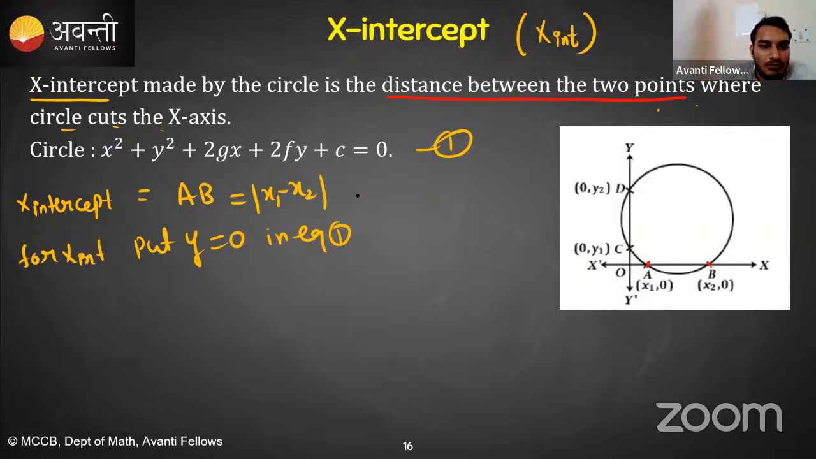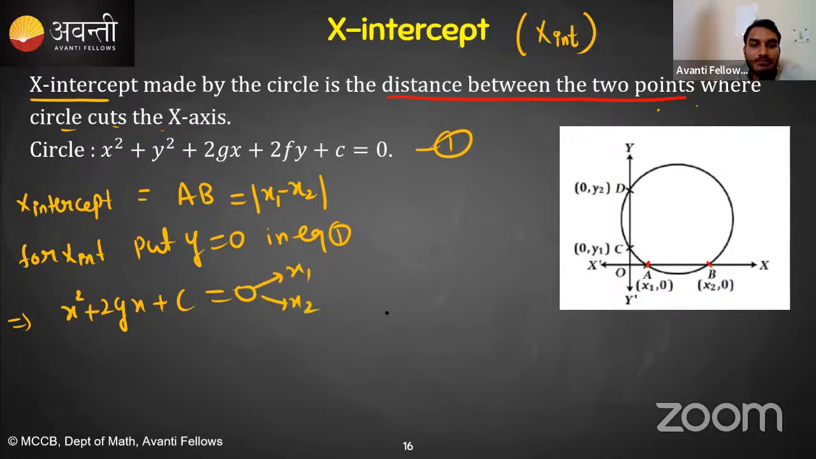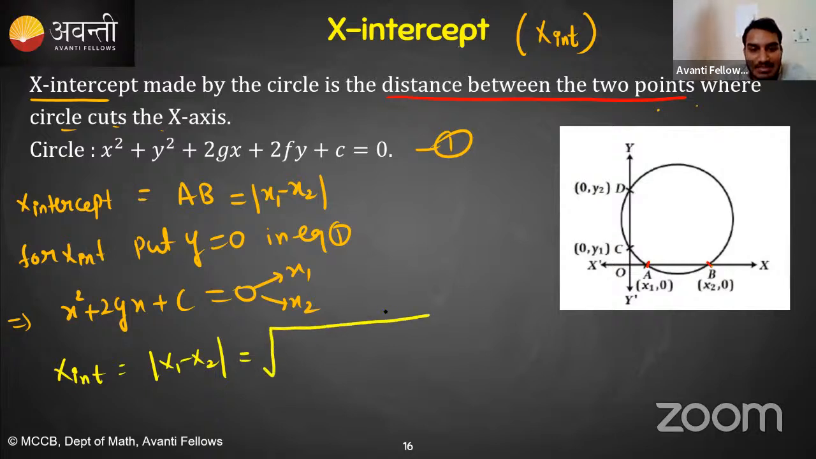When you put y equal to 0 in this, you will get x square plus 2gx plus c is equal to 0, right? This should give us the two values we are looking for, x1 and x2. We are interested in mod x1 minus x2. The x intercept is mod x1 minus x2. From the quadratic equation, everybody knows this is the difference of roots, which can be given as the square root of (x1 plus x2) whole square minus 4x1 x2, right?